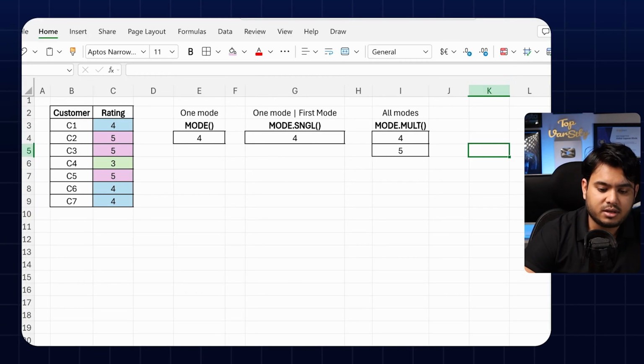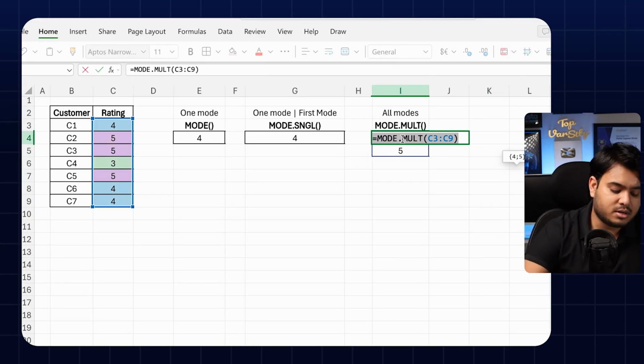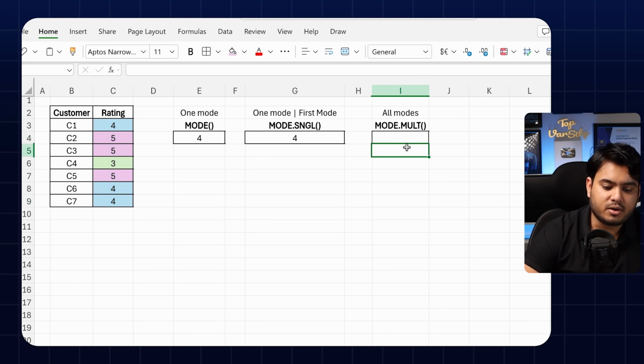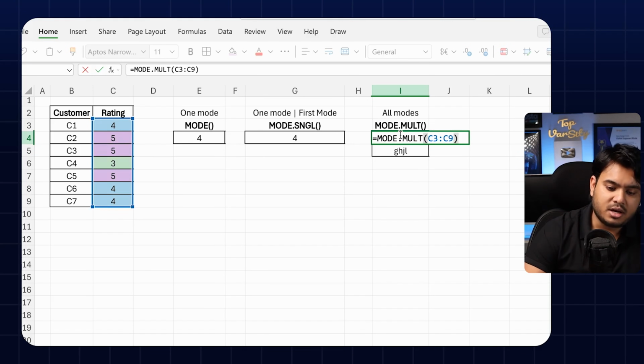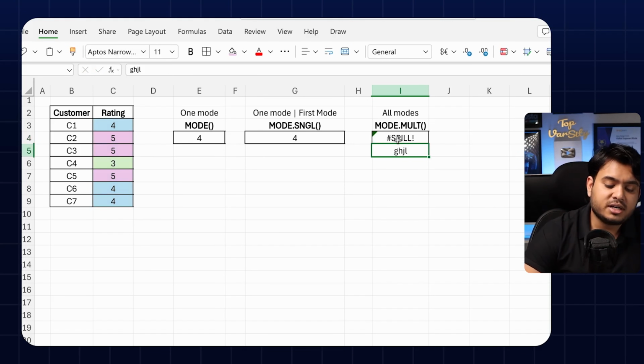Also remember one thing: if, for example, I remove this formula and you have some value over here, and you write that formula here, it will return a spill error.